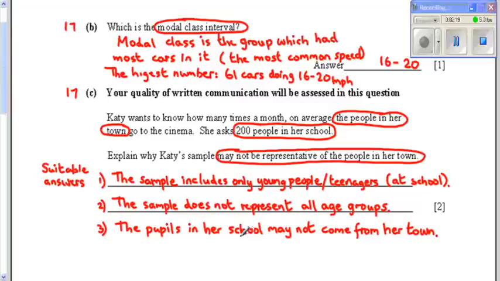And the third possible answer, the pupils in her school may not even come from her town. And remember, the survey was meant to be about the people in her town and what their cinema habits were. So obviously, if she's at a school, there may only be a few people who come from her town. So there's three possible answers you could give to get the 2 marks there.